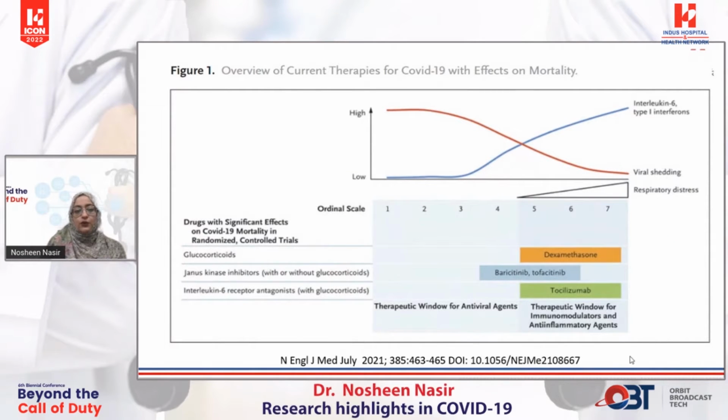And in the overview of current therapies for COVID-19, also published in the New England Journal of Medicine in July 2021, it was shown that in patients with ordinal scales beyond 5, there was a role for dexamethasone. There was a modest benefit with an earlier role for Janus kinase inhibitors, and there was a role for tocilizumab in patients who had ordinal scores of more than 5, with benefit in terms of mortality.